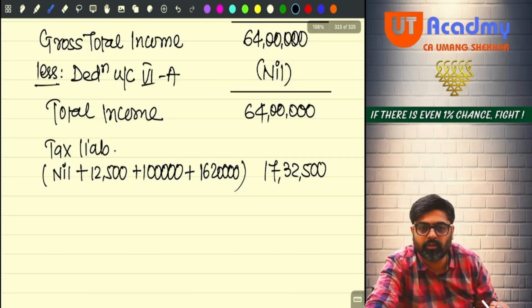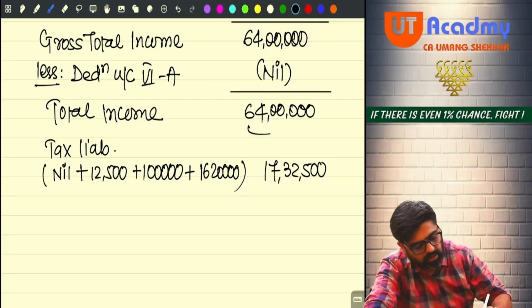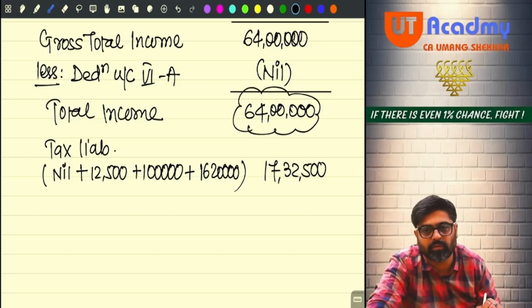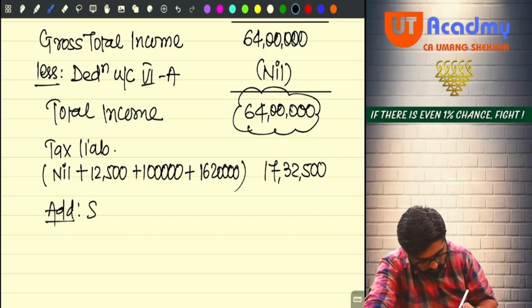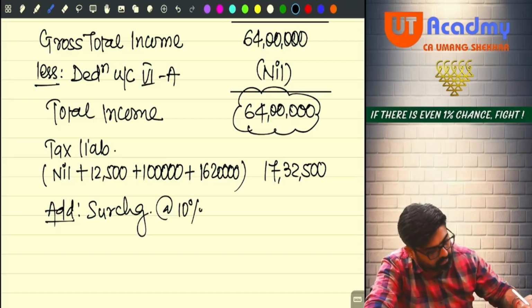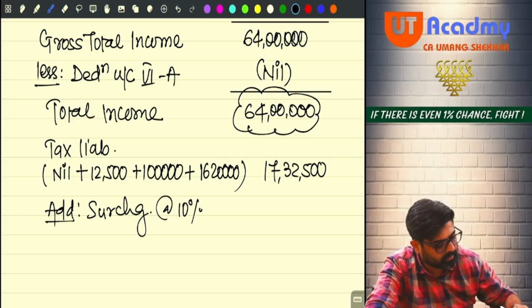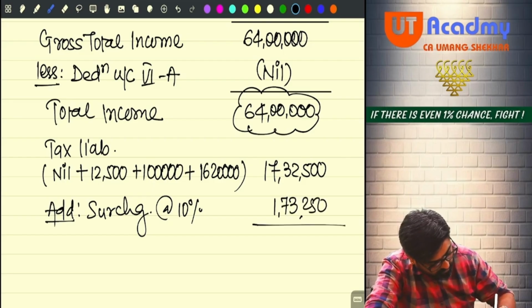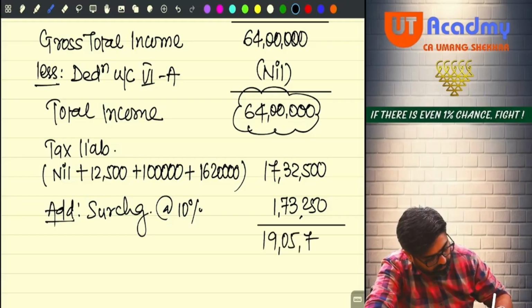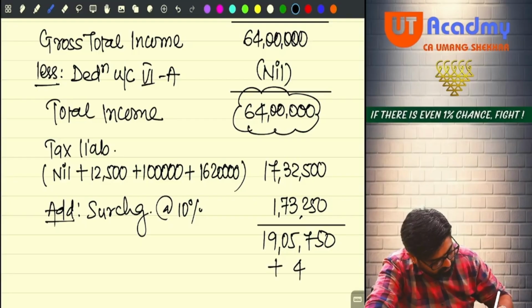Now, will you pay this much tax liability or you are going to pay surcharge also? Surcharge also. Why? Because see, your total income is more than 50 lakhs. So on this, you will have to add surcharge at the rate of 10%. 10% of 17 lakh 32,500 will be 1,73,250. Now if you add both of them, you are going to get 19,05,750. Will you add 4% cess?